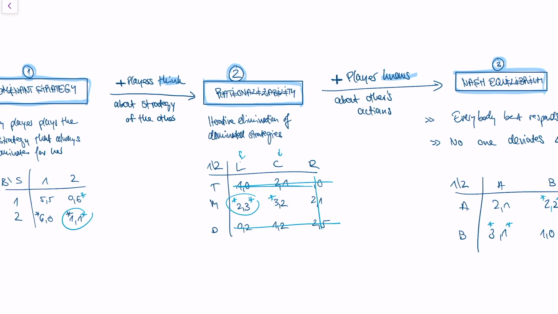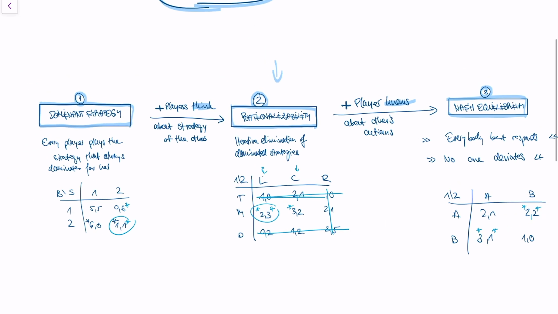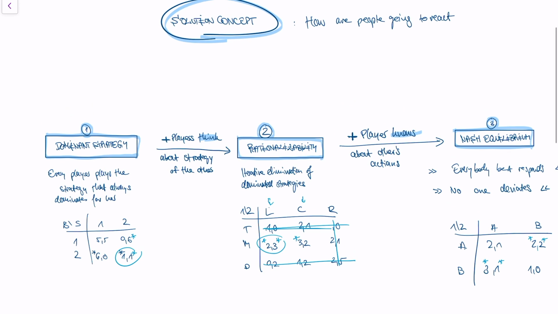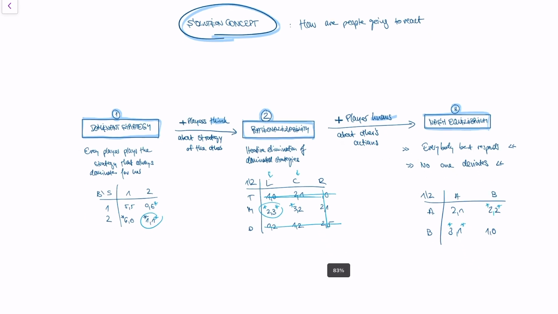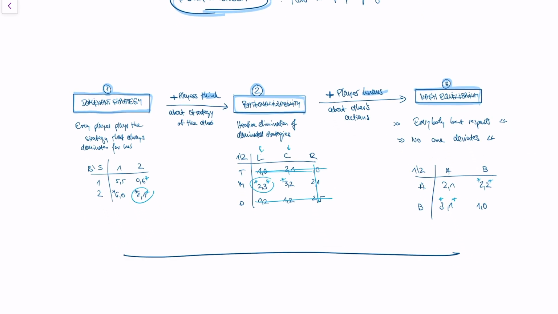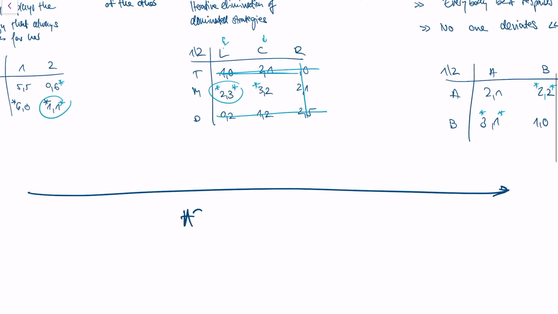Then I can use the solution concept of rationalizability. And the weakest solution concept is the dominant strategy concept, where I just think about my own strategies, right? So with these three solution concepts, our assumptions grow stronger from solution concept 1, 2, 3. Our assumptions get stronger.